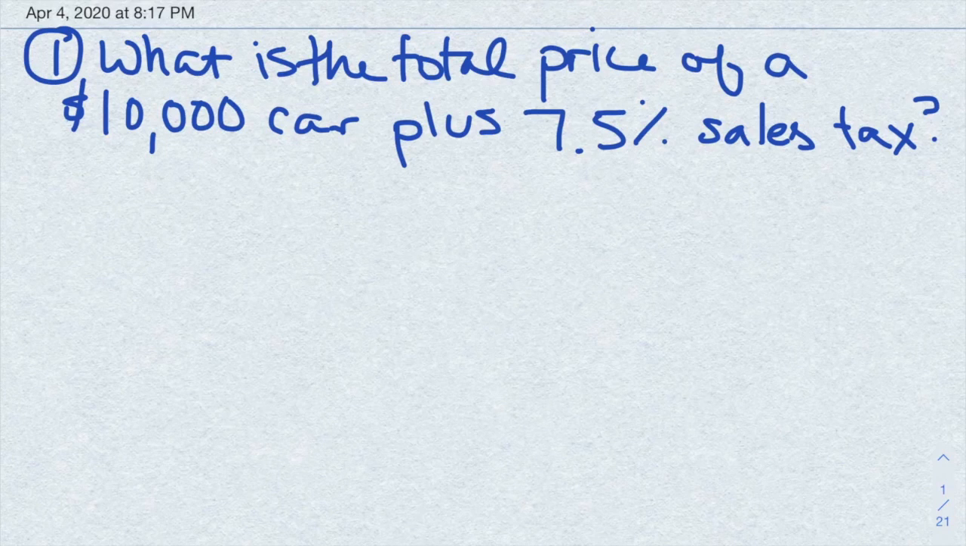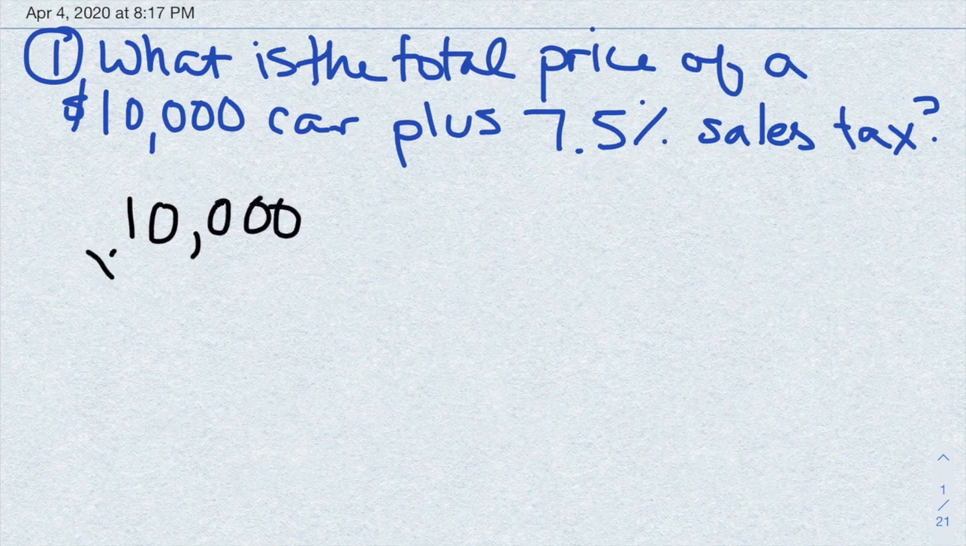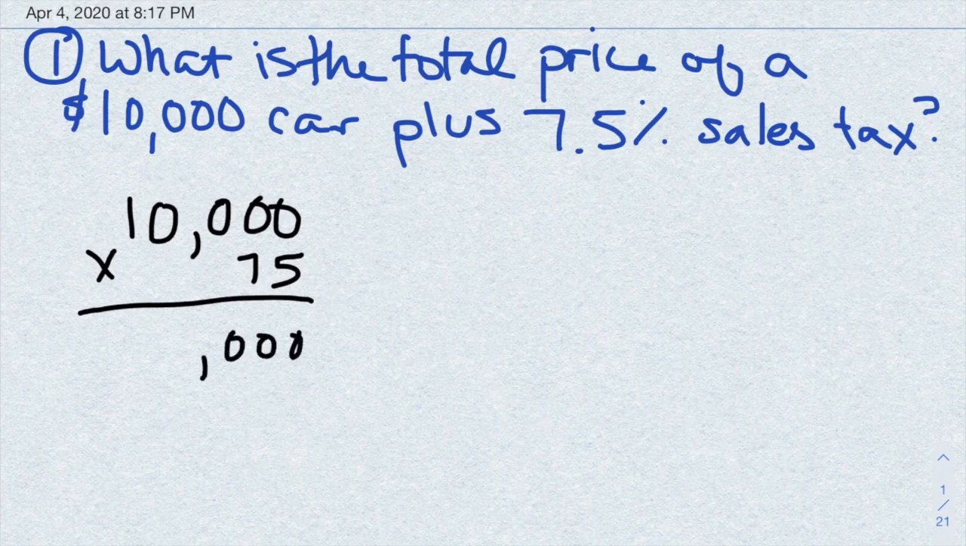Okay. First question. What is the total price of a $10,000 car plus 7.5% sales tax? I'm going to multiply because I'm finding sales tax. I'm not going to worry about my decimals right now. So when I multiply, I find that I get 75,000.